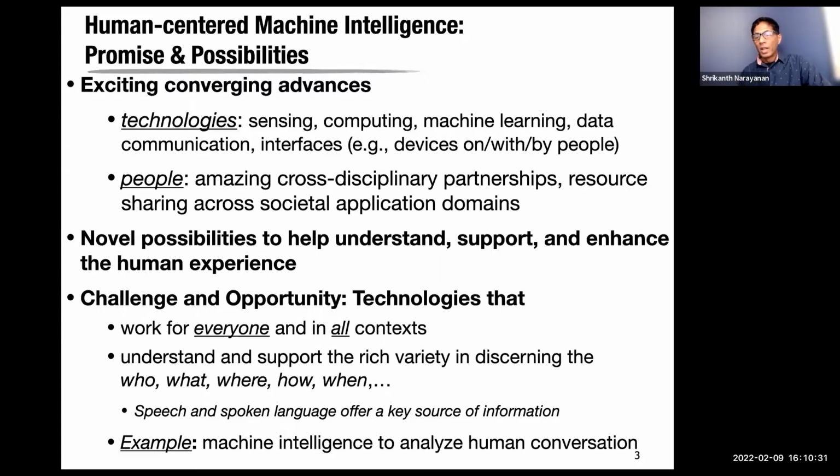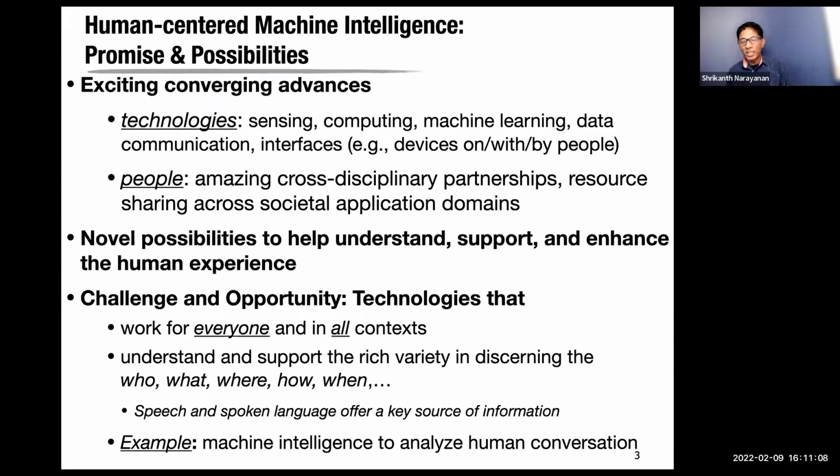Regardless of differences, right? For a child versus a grown-up, for a person with neurodiversity compared to a person who's not, so-called neurotypical, and so on, people who speak a language natively or as a second language, etc. So technologies in understanding and supporting this rich variety, in discerning who it is, what are they doing, where are they, how are they interacting and communicating, when is this happening?